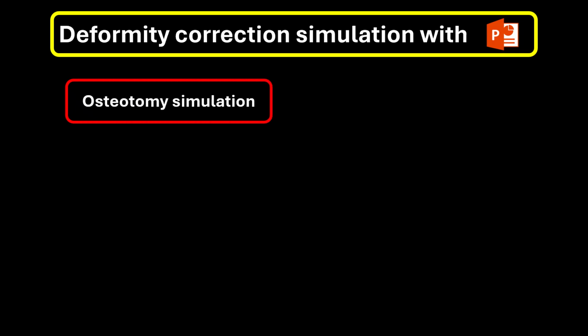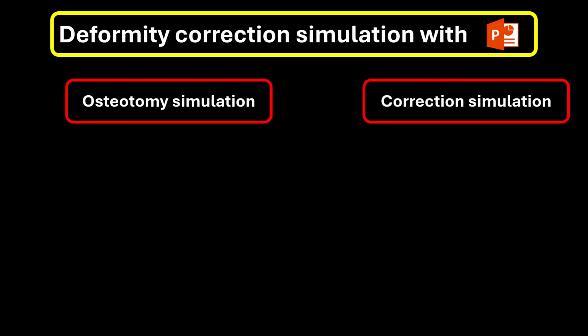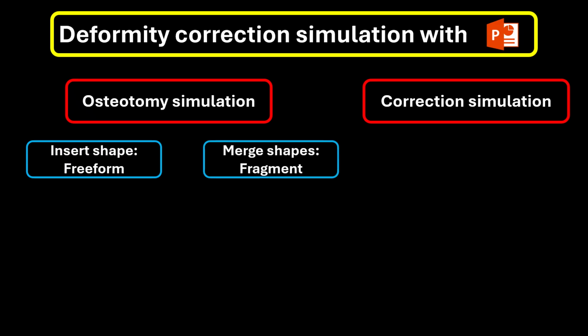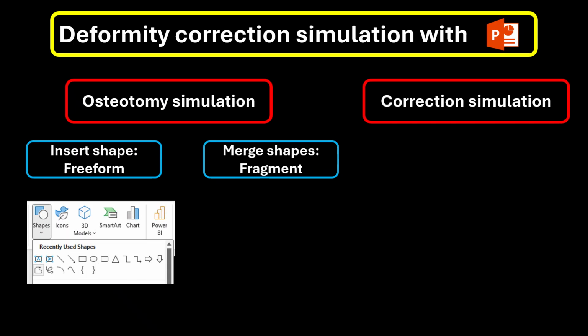So how to do the deformity correction simulation with Microsoft PowerPoint? We need two steps. Number one, osteotomy simulation. Number two, the correction simulation. The osteotomy simulation includes two parts. Number one, we insert the shape, which is freeform. And number two, we merge the X-ray and the shape into fragments.